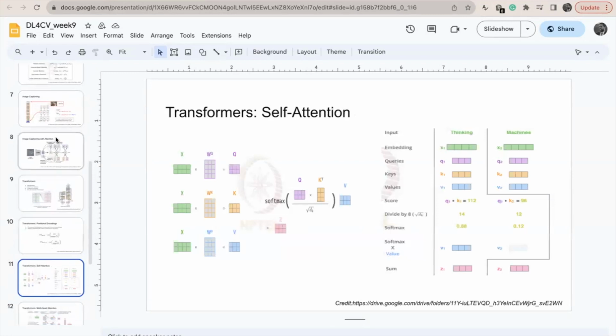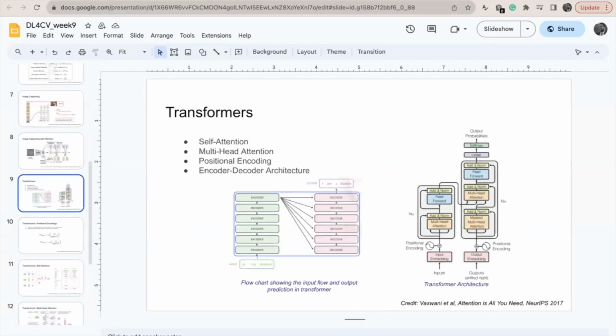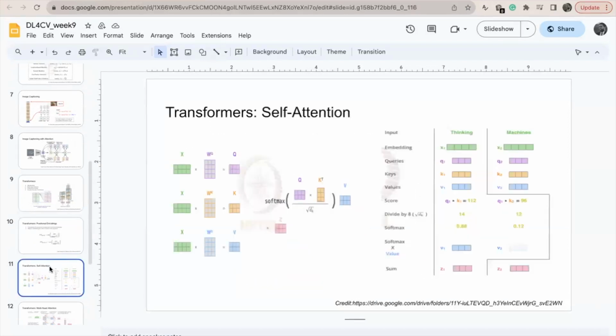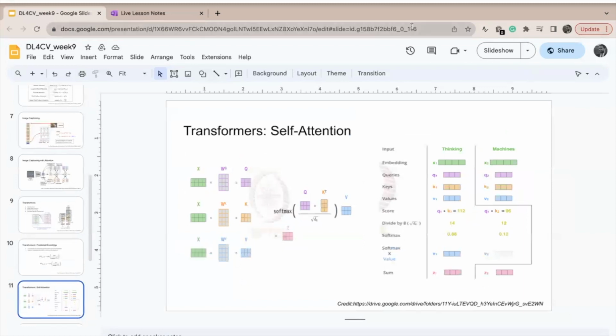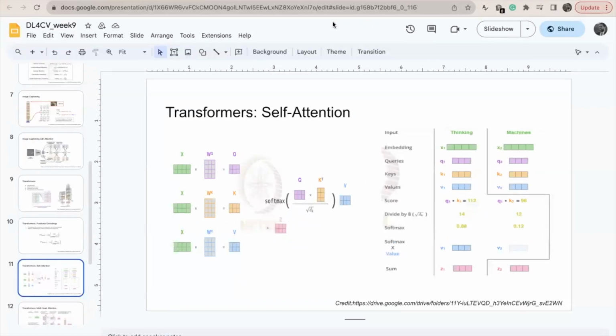Coming to the next part, next is the self attention. I'll describe this self-attention in a bit. Give me a second. I'll come back in 2 minutes and describe it.